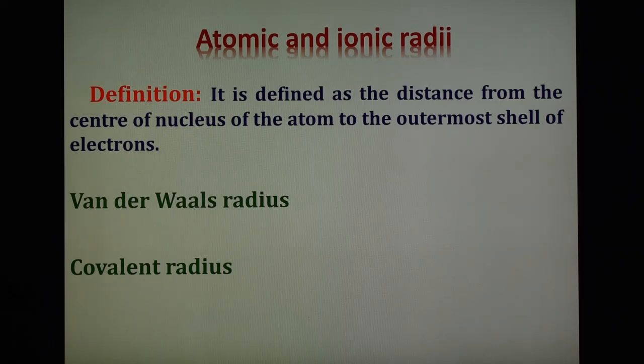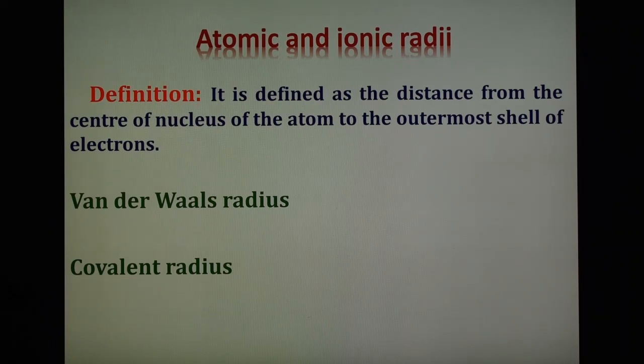Now in addition to that, there is also ionic radius. Ions are formed when neutral atoms lose or gain electrons. A positive ion is formed by the loss of one or more electrons, whereas negative ions are formed by the gain of one or more electrons.